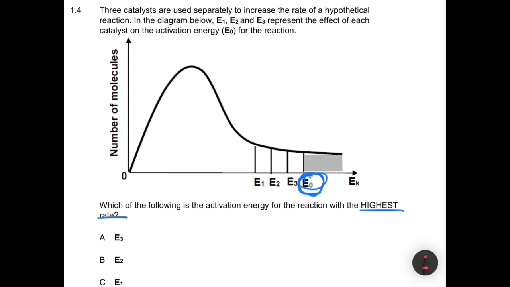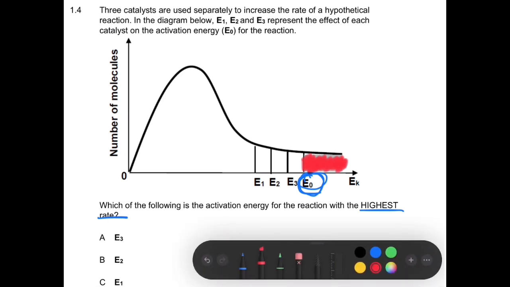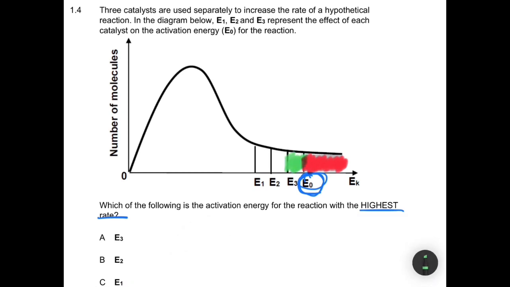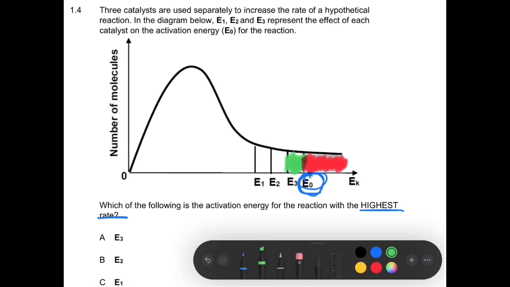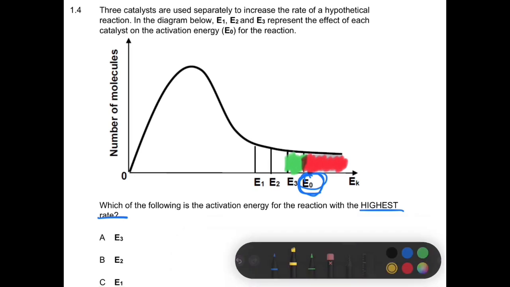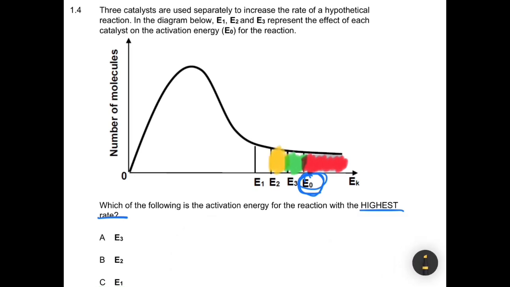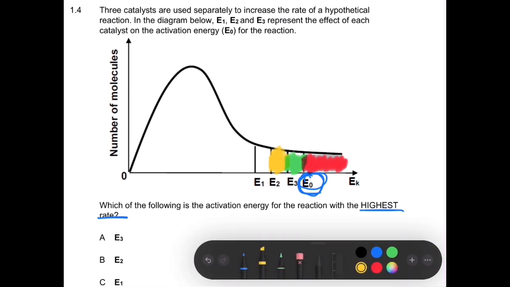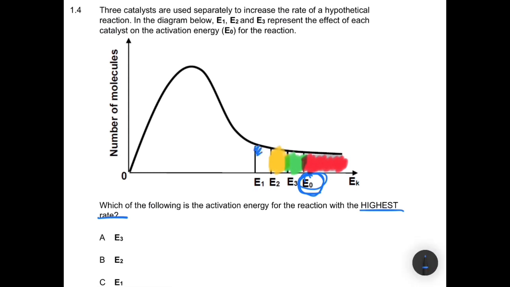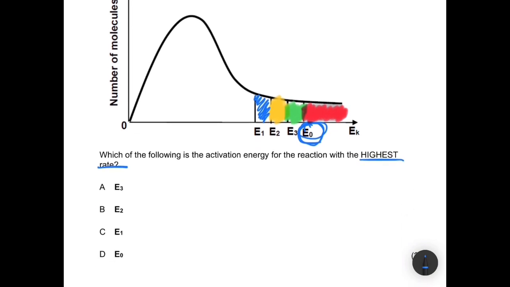Before the addition of catalyst E3, only this number of particles had enough energy to react, right? But then after we add E3, more particles have enough energy to react. But when we use catalyst E2, even more particles have enough EK to react. But you can see that when you use E1, even more particles can react, right? So the highest rate, we are associating it with the activation energy E1.